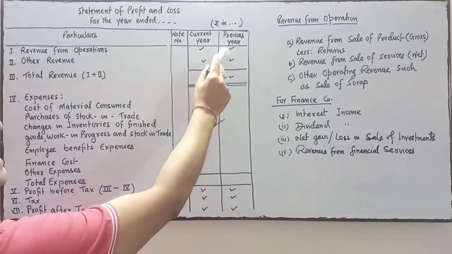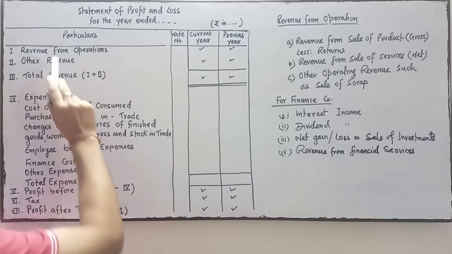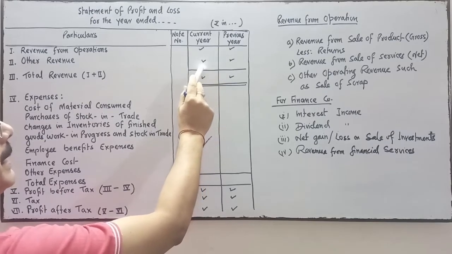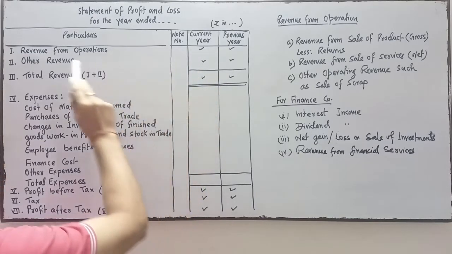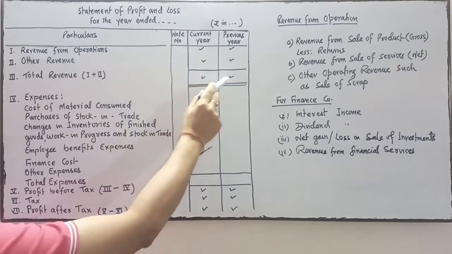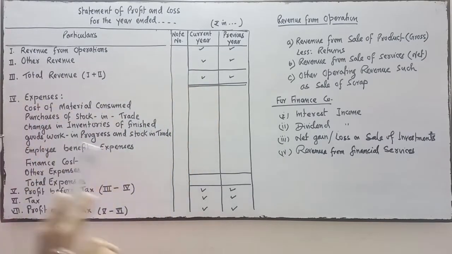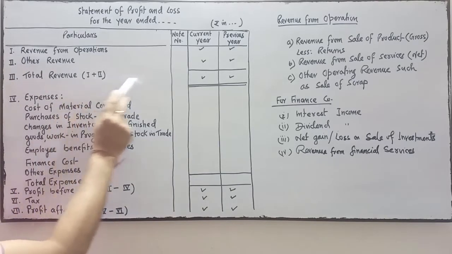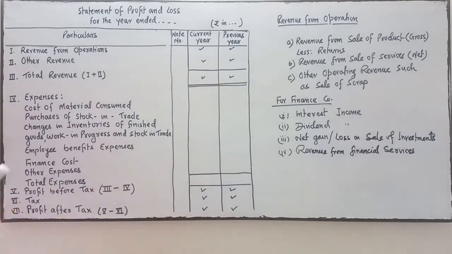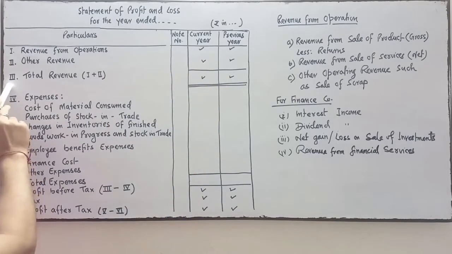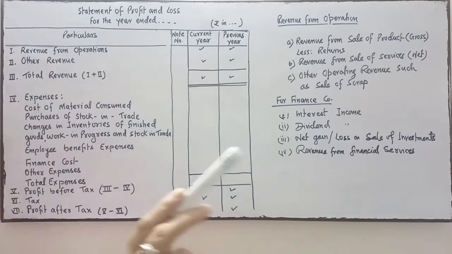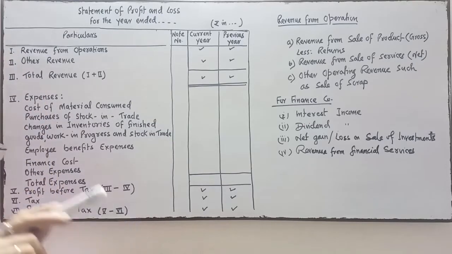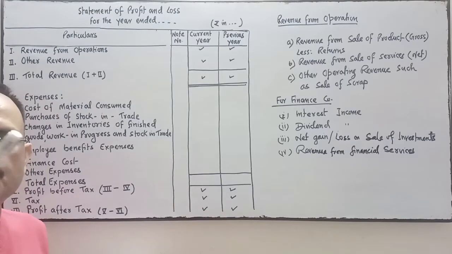So previous year and current year. Thereafter other revenue. Other revenue, we will write it over here, previous year and current year. Then do the total of these two, revenue from operation and other revenue. This total is called total revenue, means 1 plus 2. The total of this is called total revenue, and we will write it in the third sequence, number 3. First is revenue from operation, second is other revenue, third is total revenue.